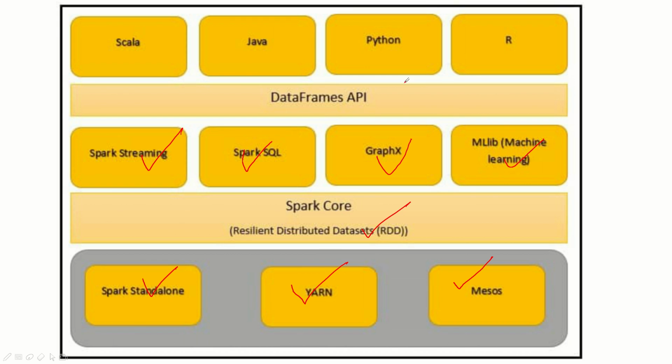And then all of these can be accessed using a common interface called the Data Frames API. If you are an R programmer, use R. And remember, Spark was written in Scala, so Scala obviously can be used. You can use Java, you can use Python. Any of these languages can be used to access the Data Frames API. And from the Data Frames API, these are the 4 things that you can do. And the Spark core engine in turn is flexible. It can sit on multiple clusters, different kinds of clusters.